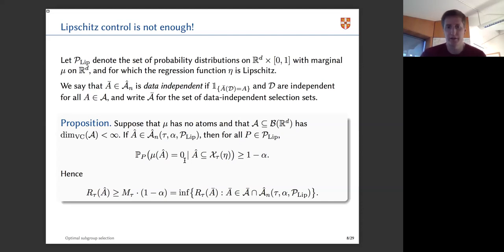So that's rather disappointing. And a consequence of that is that its regret is bounded below by 1 minus alpha times M tau. And unfortunately, I can get arbitrarily close to that level using a data-independent selection set. So that's really telling me that this is hopeless, and that I need further constraints on my problem in order to be able to make any progress. And really, the issue here is that even though I know my regression function is Lipschitz, I don't have any control over the Lipschitz constant.